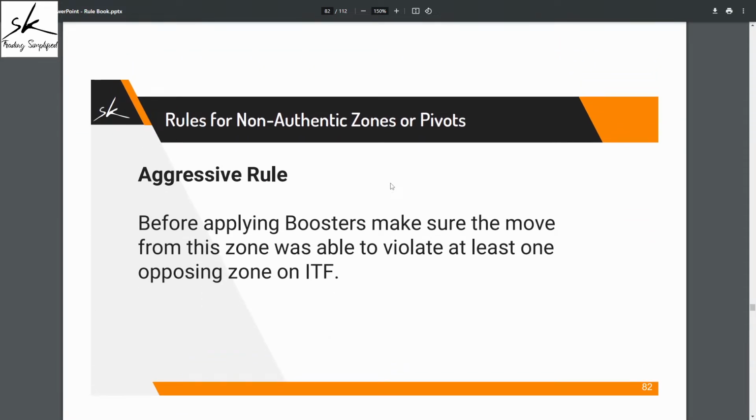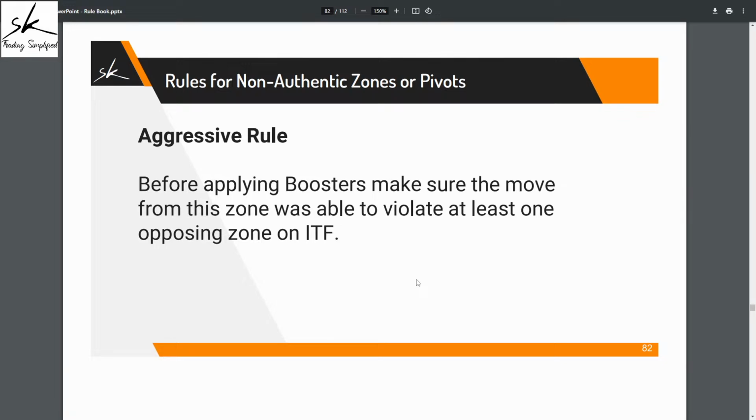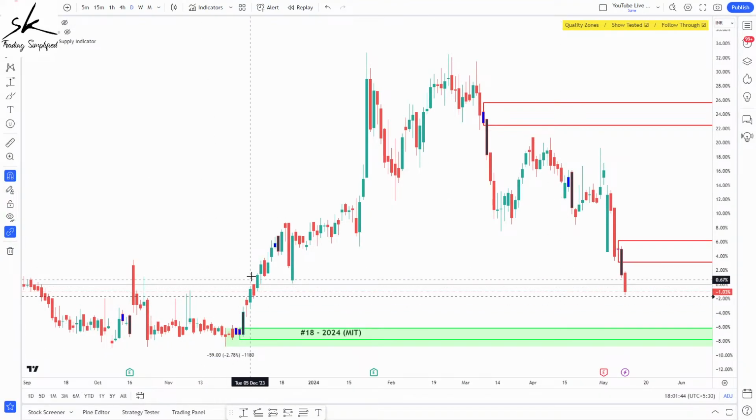If you're an aggressive trader, then what you'll do is you'll check that before applying the boosters. Can you see we have still not moved on to the boosters? Make sure the move from the zone was able to violate at least one opposing zone on the intermediate time frame. Since we know that structure of pivots can be a little lesser probability, we want to increase that probability, and the way we are increasing that probability is that the move from the zone should have violated an opposing zone.